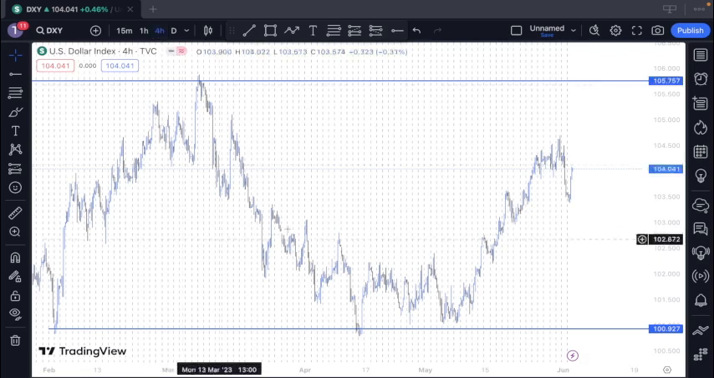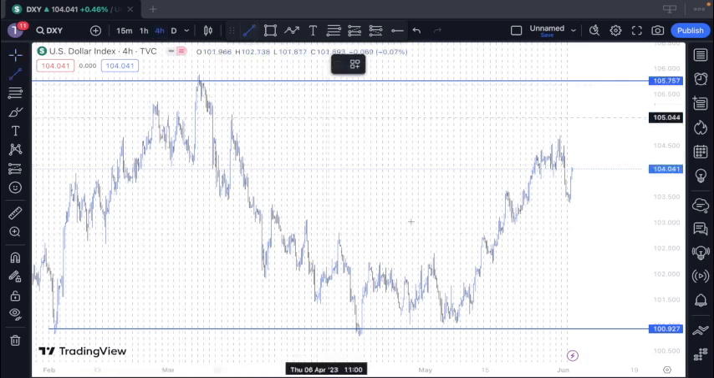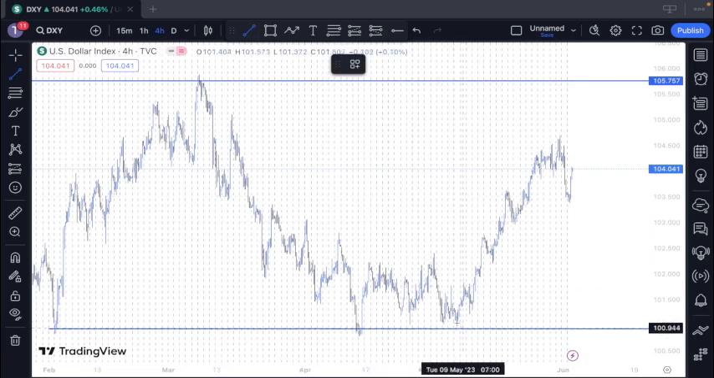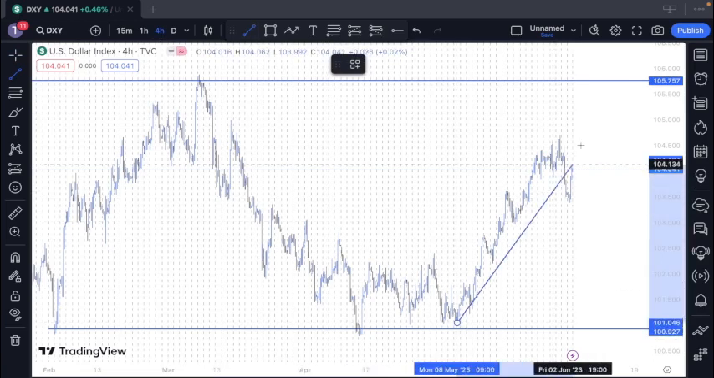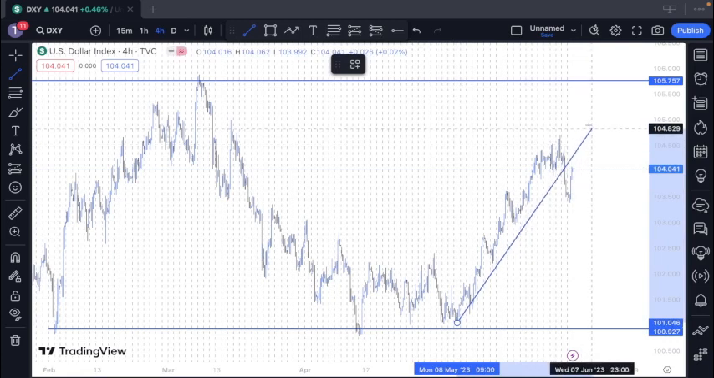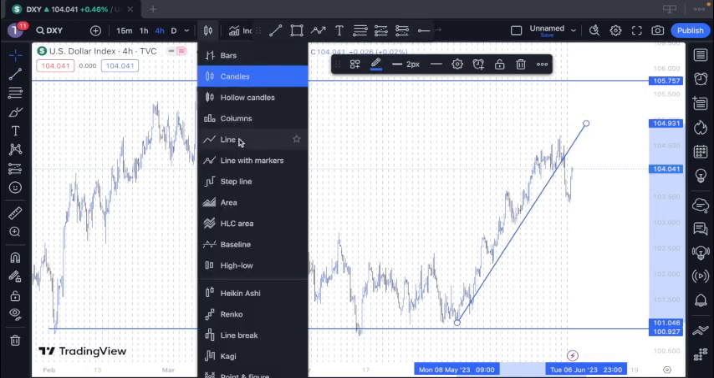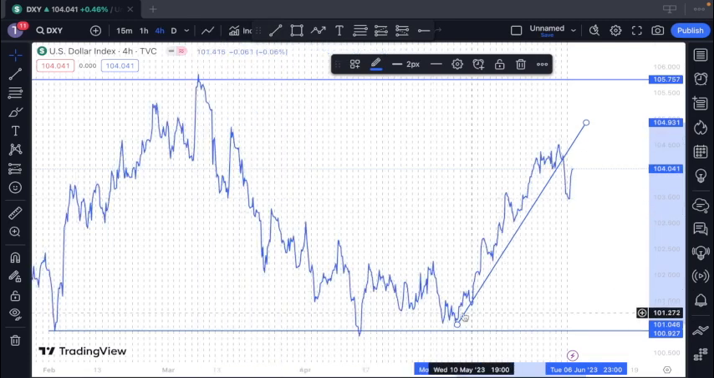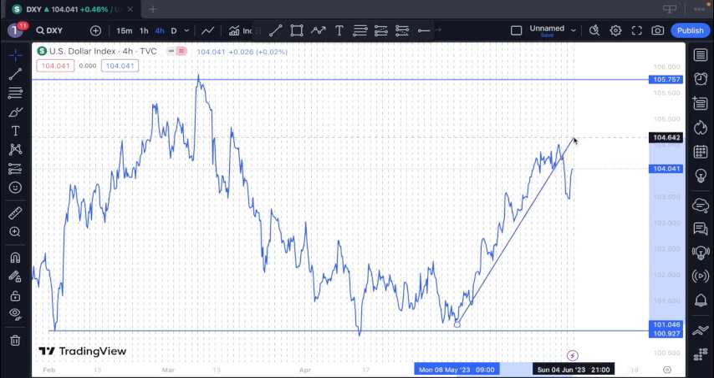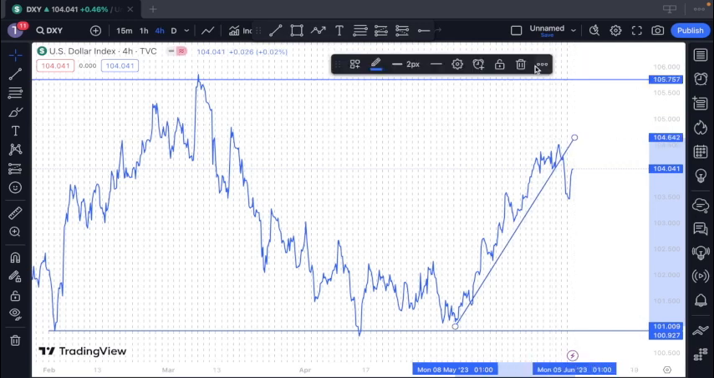In this case, what do we have? Looking at our 4-hourly time frame, we can see that we are having an uptrend right here. Let me change to a line chart for accuracy reasons. All right. This is our uptrend right here. Let me clone this.